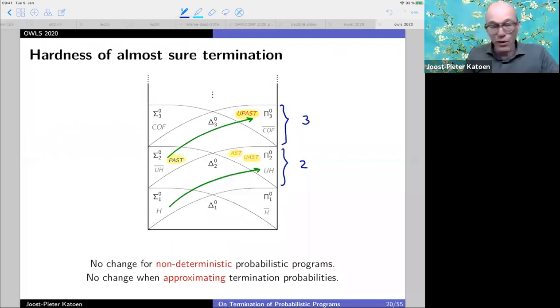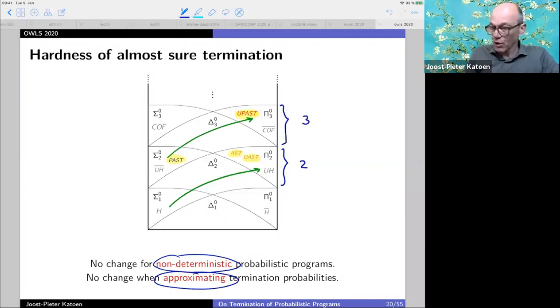Now you may ask all kinds of questions. What happens if I, for instance, allow non-determinism in my program? What happens if I'm not interested in exactly hitting probability 1, but I'm epsilon close to 1? Actually, this does not change the landscape. I mean, the hardness of similar problems in those two places is the same.